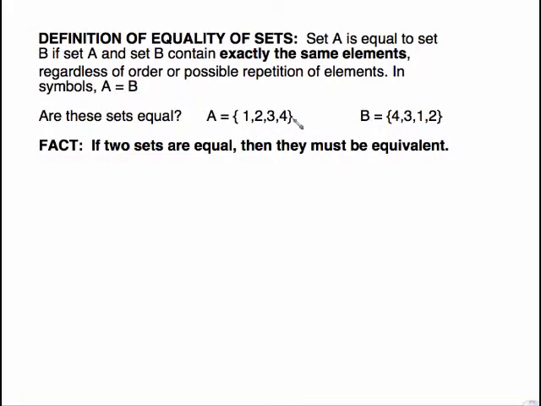So are these 2 sets equal? Well, let's see. Here's 1, there's 1. 2, there's 2. 3, there's 3. 4, there's 4. Bingo, same exact elements. So we would say set A equals set B. It doesn't matter about the order, and it wouldn't matter if set B had actually been B equals 1, 2, 3, 4, because that 1 did not need to be repeated.